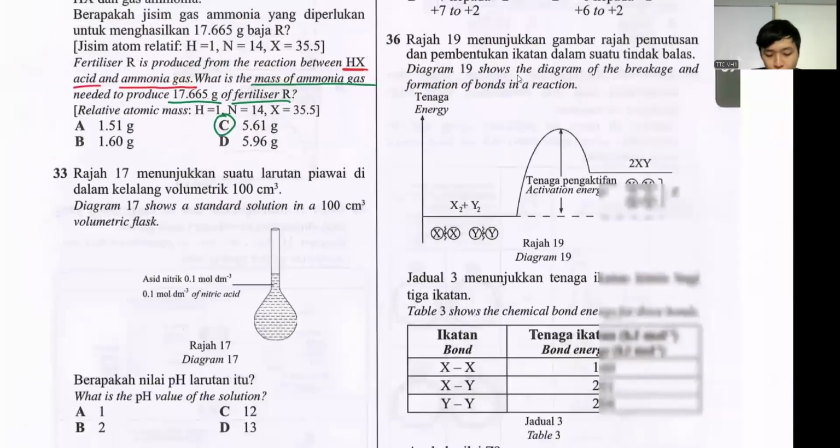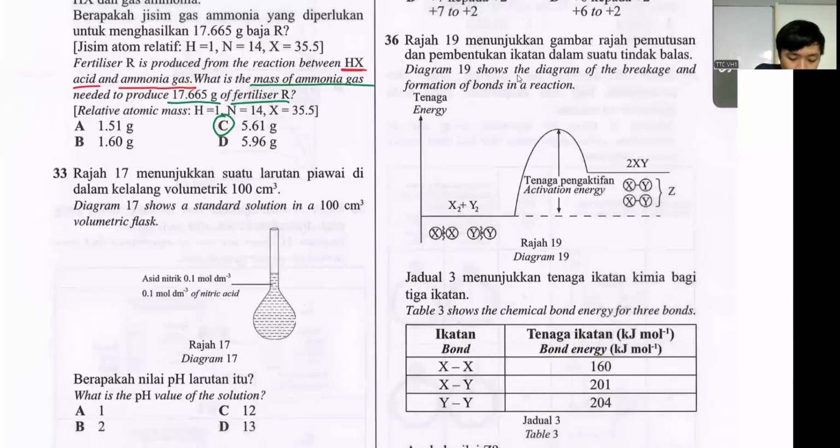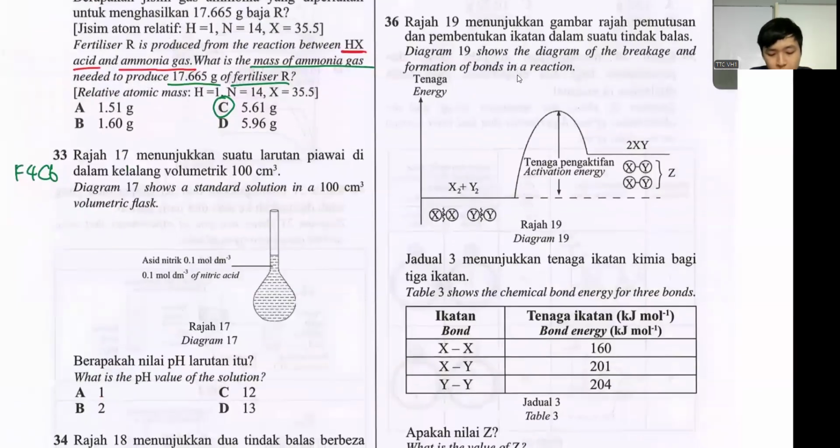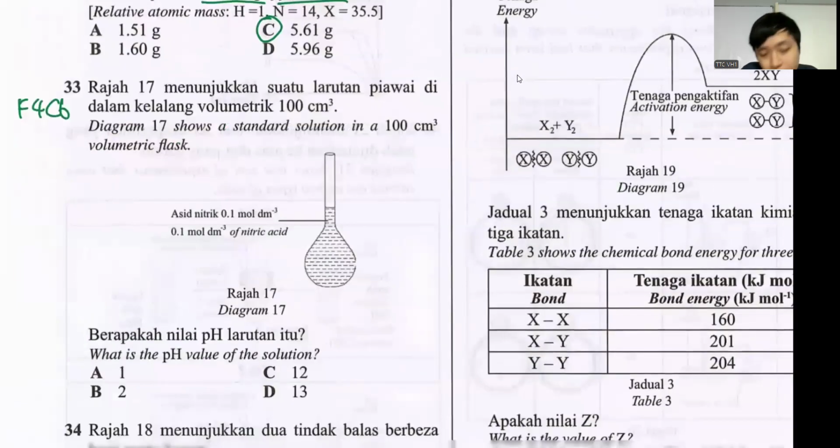Okay, and then you have question 33, from chapter 6. Diagram 17 shows a standard solution in a 100 cm cube volumetric flask, and this is to prepare the standard solution. They ask what is the pH value of the solution. This one is very simple. Inside contains 0.1 mole per cube of nitric acid. Wow, this one is one of the easiest.